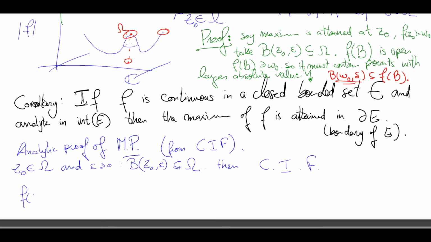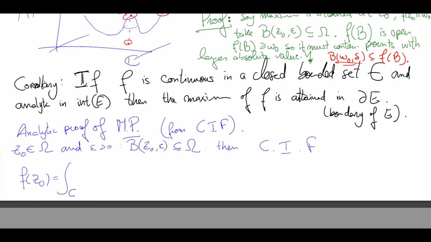I get that f of z0 is equal to the integral around the curve, which is still inside omega. I take the curve around the ball, the circle of radius epsilon around z0, of f of xi over xi minus z0 d xi. Oh, and 1 over 2 pi i. I always forget the 1 over 2 pi i. Okay, so what is this equal to? 1 over 2 pi i.